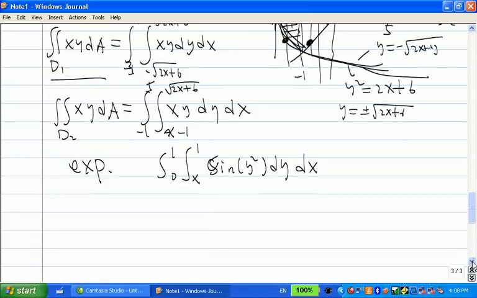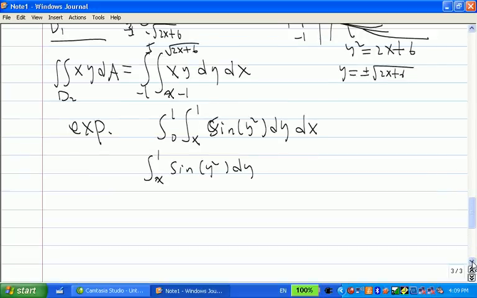For this problem, we cannot go ahead and integrate this because we're not able to find the antiderivative for it. Next time you see sine y squared, don't try to integrate it. You are not going to find its antiderivative in closed form.